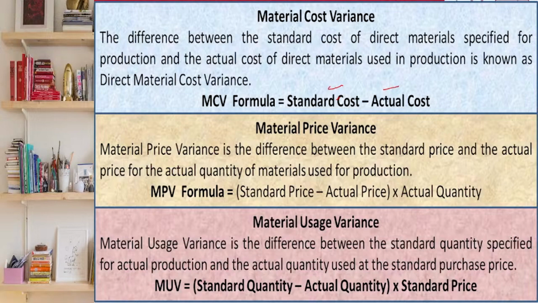How do you find it? You find MPV. Price, you keep the price outside. That is, if MPV is given, whatever is the price, that would be inside. If you are looking towards usage, your quantity is going to be inside. So MPV says standard price minus actual price into actual quantity, and material usage is standard quantity minus actual quantity into standard price.